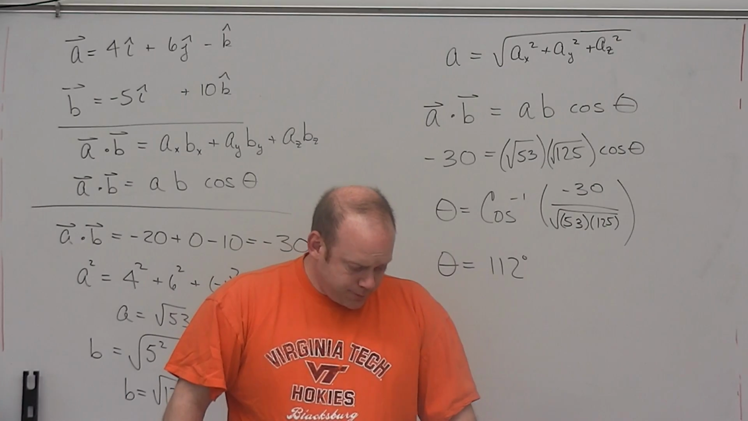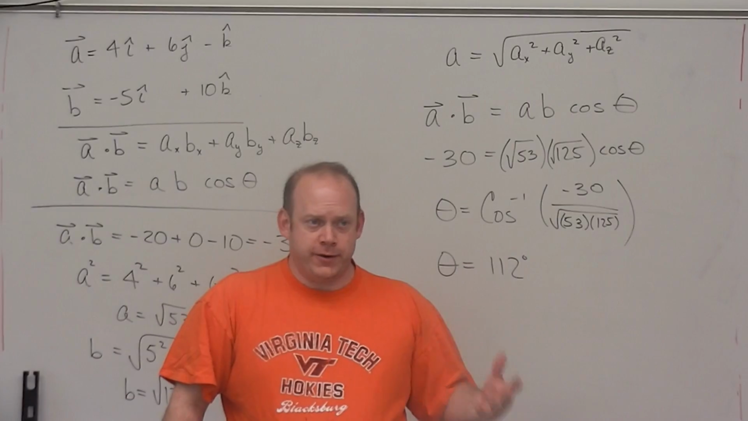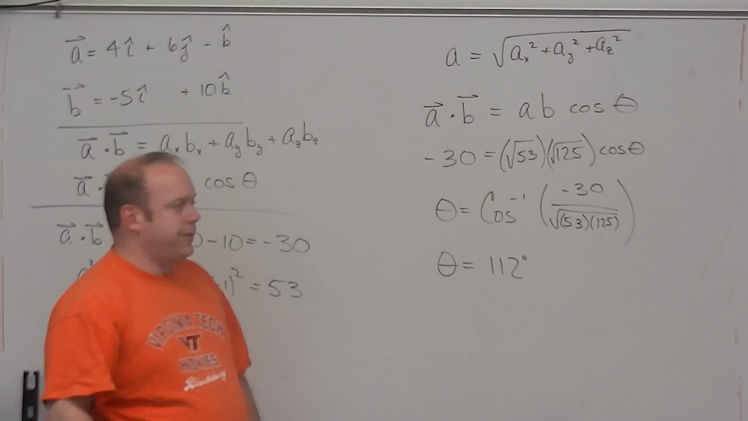But so that's how you can find the angle between two vectors when it's given to you in IJK notation. All right, we're going to talk about cross product next and then go over some problems.